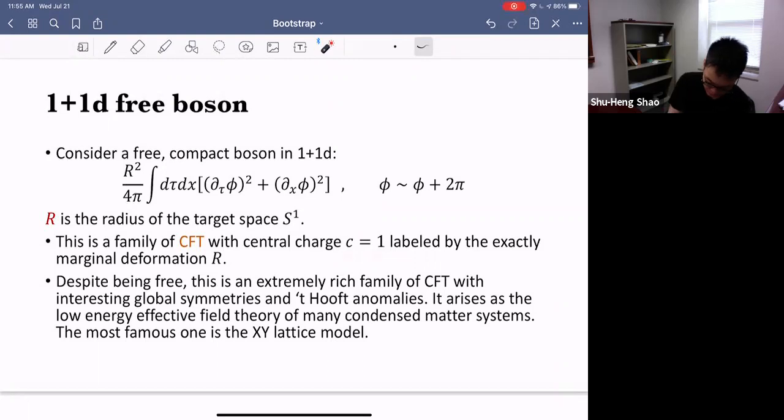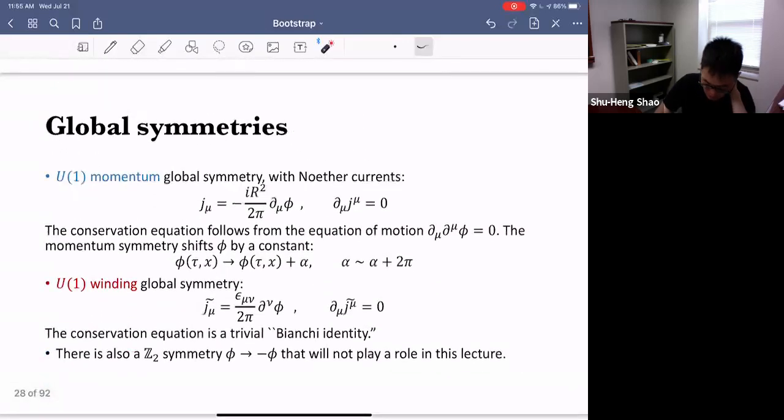Despite being free, this is actually an extremely rich family of CFT with interesting global symmetry and 't Hooft anomalies. And it arises as the low energy effective field theory of many condensed matter systems. For example, it's the gapless phase of the XY lattice model. So let's go through its global symmetry.